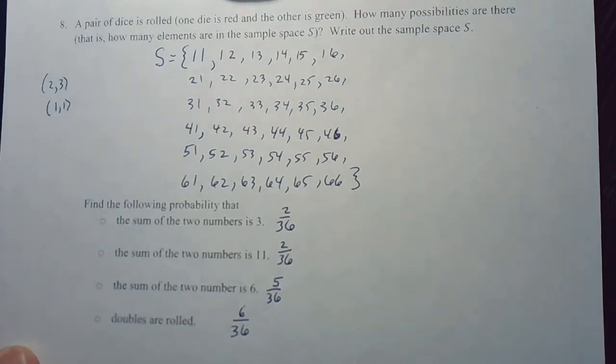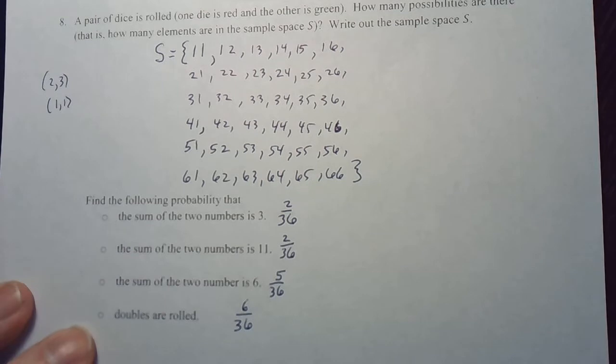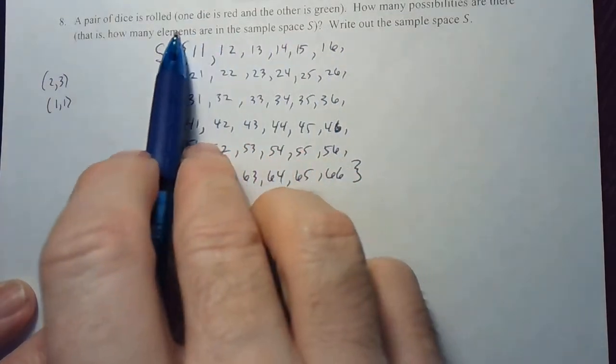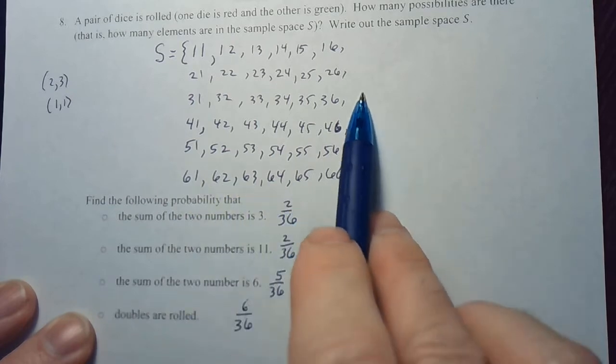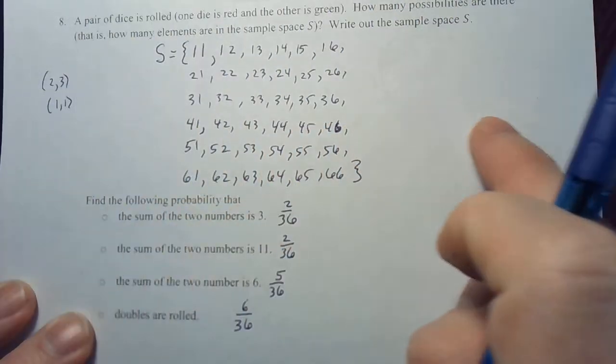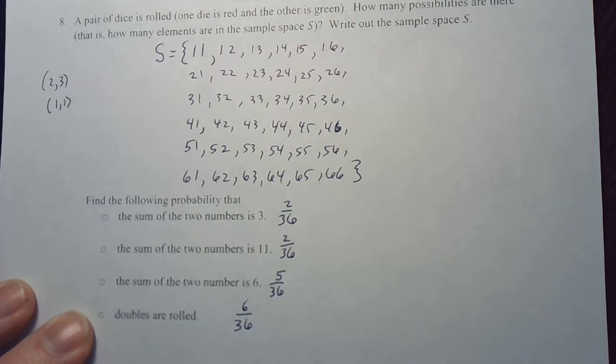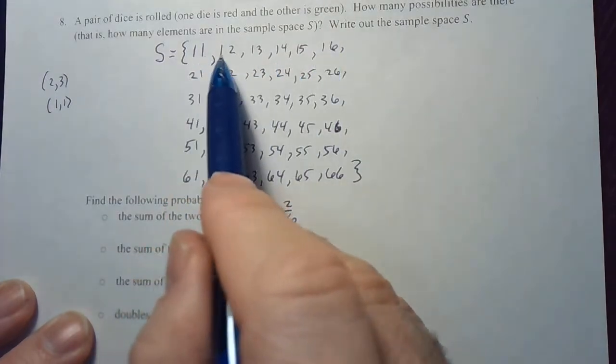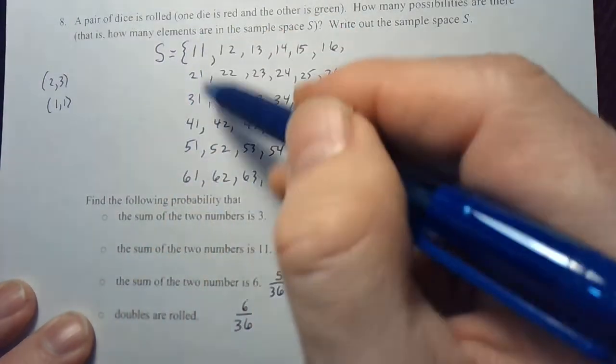Anytime you have dice questions where you're rolling 2 dice, it will benefit you in the long run if you write out this whole sample space in this way. Don't write them all on one line. It's harder to count that way. Make this little grid, a 6 row, 6 column grid.